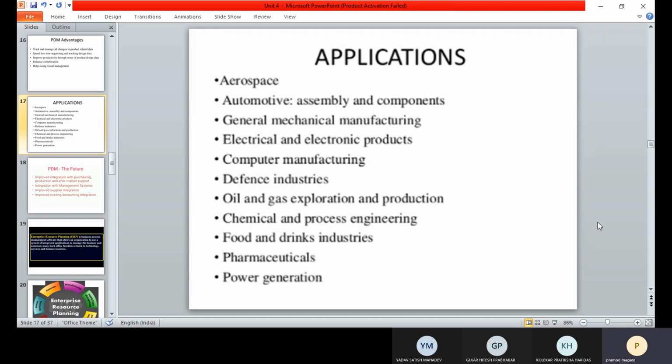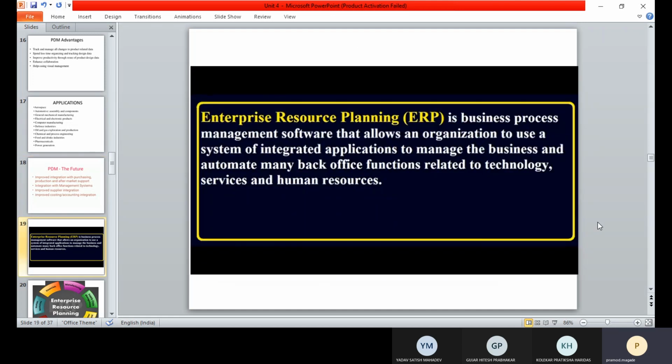Okay, so this will be about the PDM. You must know the things related to the PDM. Now we'll start with the ERP. This is another point, enterprise resource planning. I hope you might have heard this word ERP. Basically, right now the softwares are available which can manage the things.